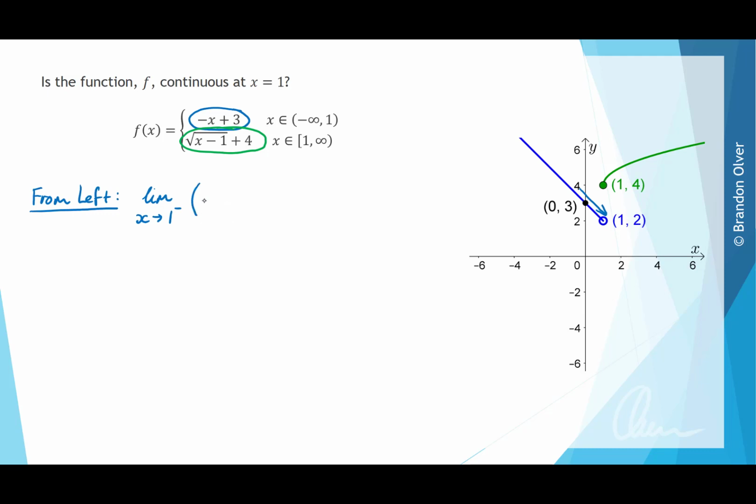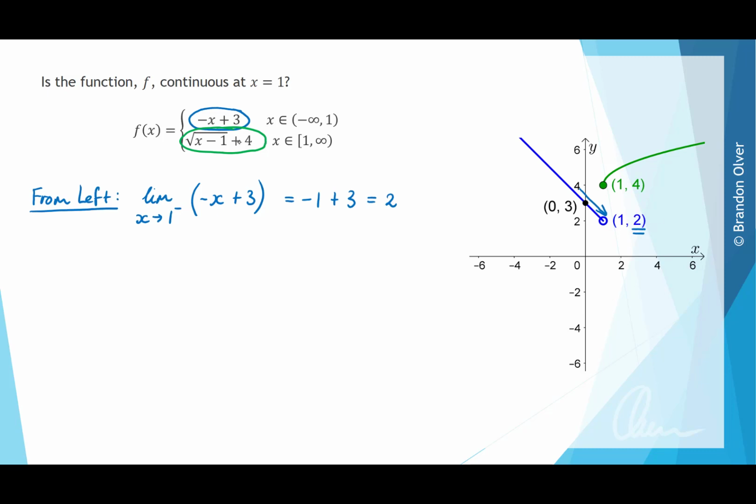And from the left, we're going to be approaching along the rule minus x plus 3. And evaluating that by substituting 1 in will give us minus 1 plus 3, which equals 2. And that's this y value of the endpoint that's on our graph.